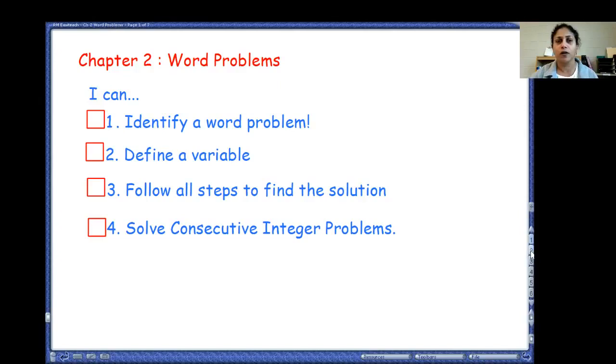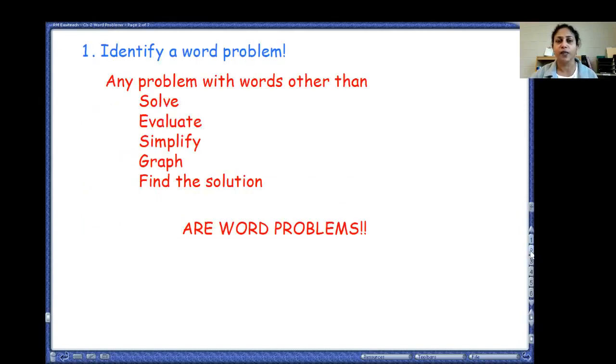So what is a word problem? Any problem with words other than the words solve, evaluate, simplify, graph, or find the solution are word problems. I hope you can identify them next time you see a word problem.